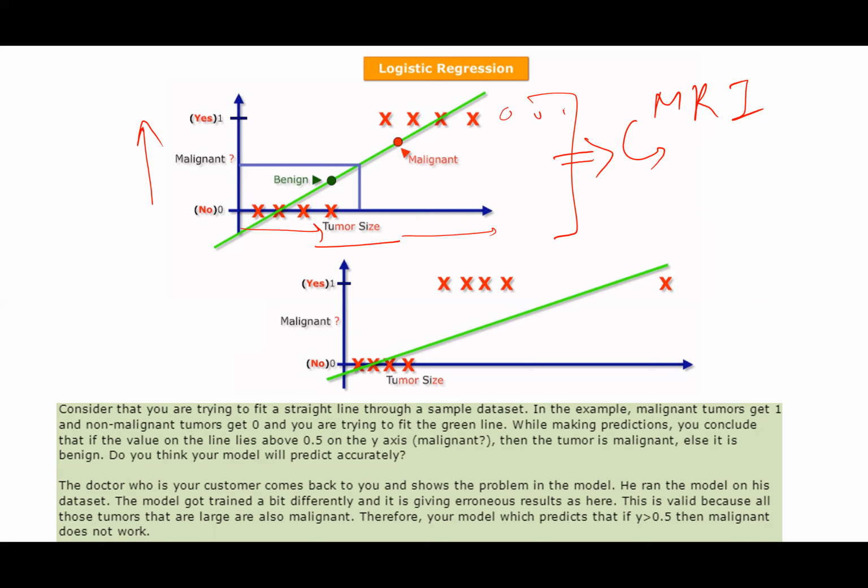So my data will mostly look like this: lots of values, lesser values, right? As I keep going towards the right-hand side of the axis, I get more values in the malignant or deadly category, right? So what if I advise the doctor to use linear regression to solve this problem? His line would have looked like this.